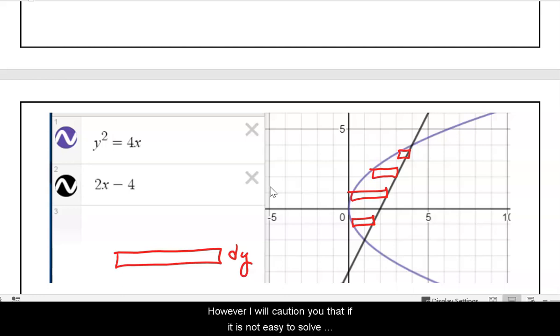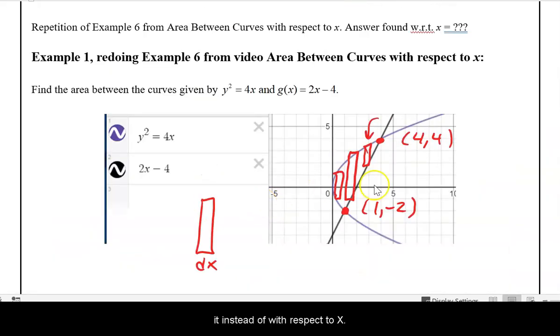However, I will caution you that if it is not easy to solve the equation for x in terms of y, it may still be simpler to do it instead with respect to x. In other words, if we're switching from dx to dy, I've got to be able to take the original functions and solve them for x instead of for y. Let's solve this problem now.